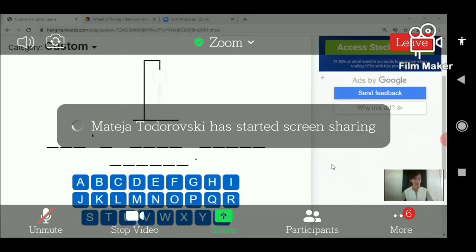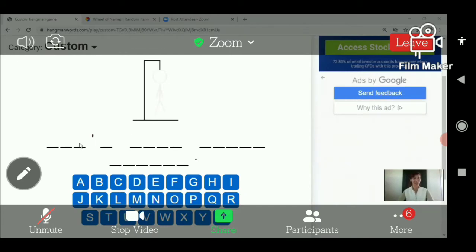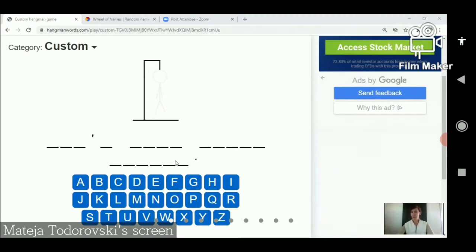Sheet now on your screens, okay? You can see that there are 1, 2, 3, 4 words. And once you form all these 4 words, you will get the sentence, okay? So, I would actually like to invite you to start guessing the letters.